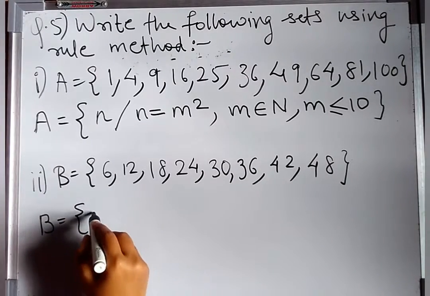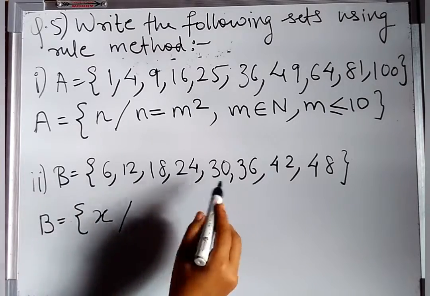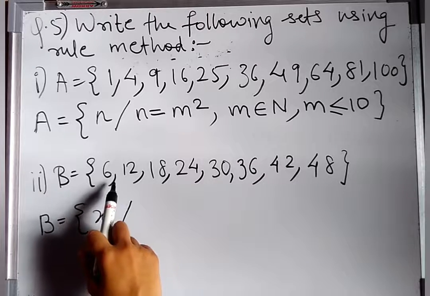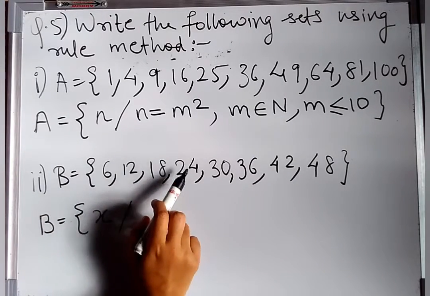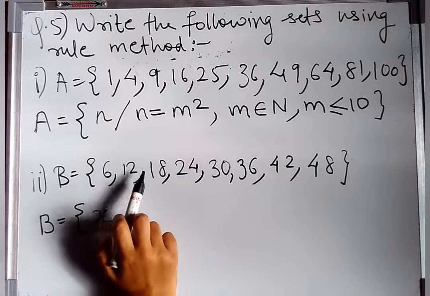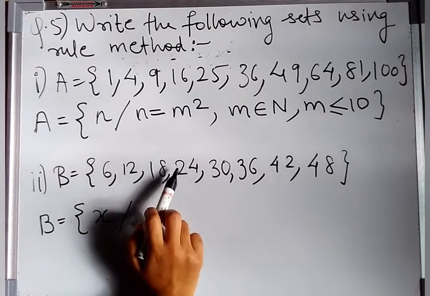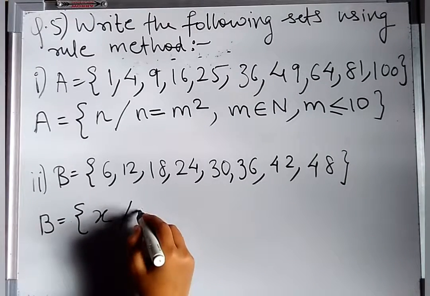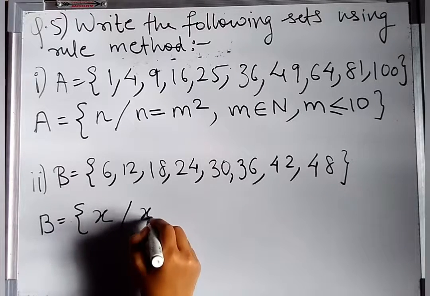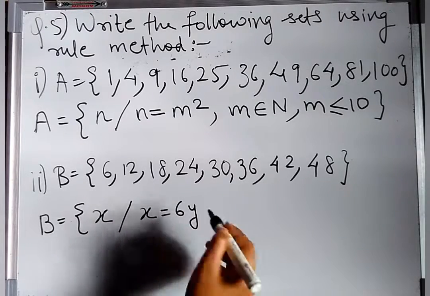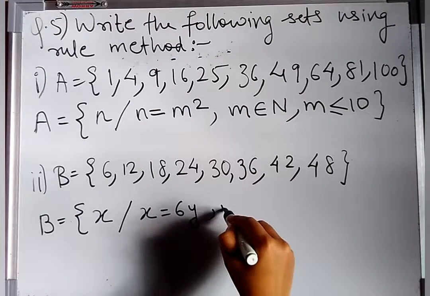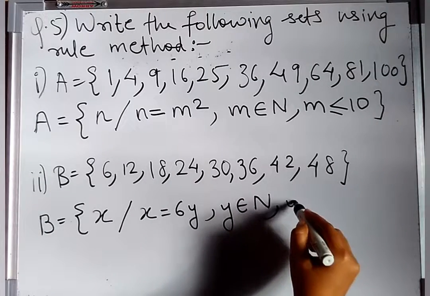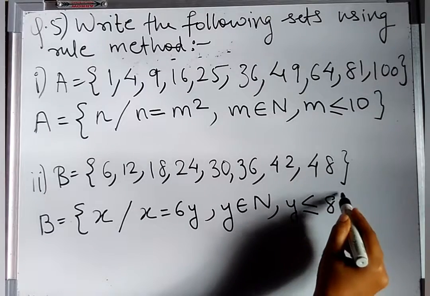Now similarly I will use a letter to denote the elements, and I will write the rule that this letter has to follow. Now here the pattern is much more simple. Actually it is just multiples of 6. 6 ones are 6, 6 twos are 12, 6 threes are 18, 6 fours are 24, and similarly till 48, that is 6 eights are 48. So x is equal to 6 times y, and y is natural number again, and y is less than equal to 8.